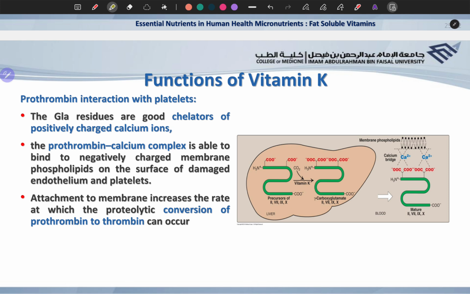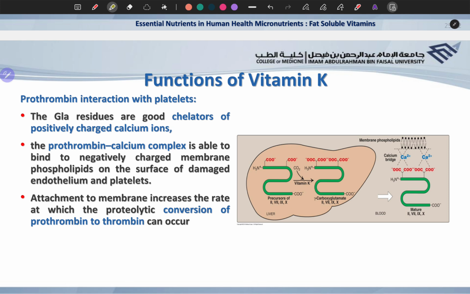So the GLA residues are good chelators of positively charged ions. So this will chelate or interact with calcium, which is present on the phospholipid bilayer of the platelets. This will result in aggregation, activation, and clumping of the platelets, which will initiate the coagulation cascade. So it will help you in clotting.